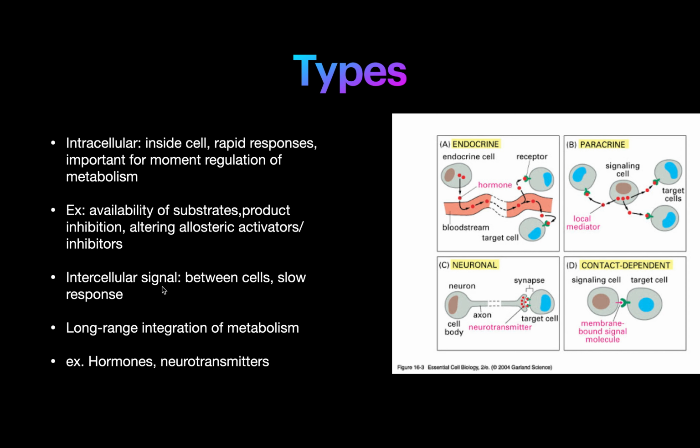Intercellular signaling occurs between the cells. There is a slow response, but the signal lasts longer than intracellular signals. They are a long-range integration of metabolism, and it works through these agents, hormones, and neurotransmitters.